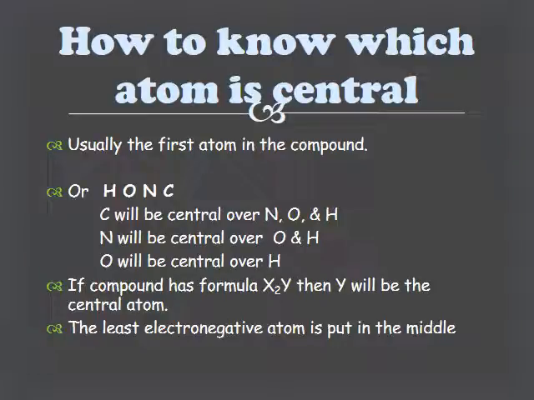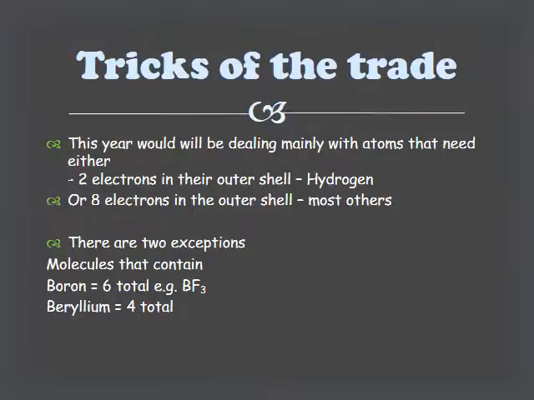So how do you know which atom is central? It is usually the first atom in the compound. For our sulfur dioxide example, it was sulfur. Or use the rule that if the compound contains only H, O, N, or C, hydrogen, oxygen, nitrogen, or carbon, carbon will be the central atom over nitrogen, oxygen, and hydrogen. Nitrogen will be central over oxygen and hydrogen, and oxygen will be central over hydrogen, which you see in water. If a compound has a formula of X2Y, then Y will be the central atom, again like water. The least electronegative atom is put in the middle. So, tricks of the trade.